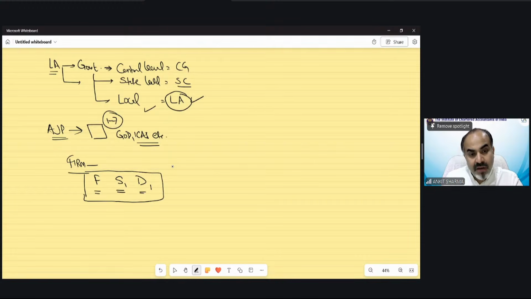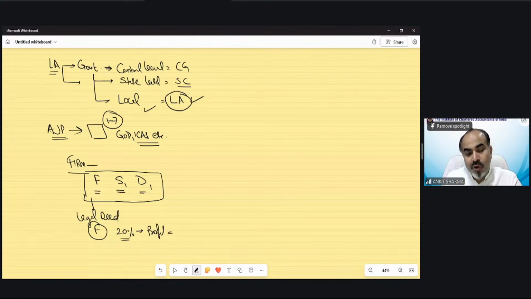The father has made a legal deed that after the death of Mr. F, 20% profit share in the partnership deed, it has been written, then after the death of Mr. F, 20% of the profit is going to be transferred to his wife. That means the mother of S1 and D1. So in this partnership firm agreement, it has been already written.